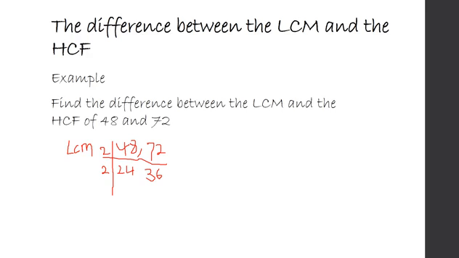2 in 24, I have 12. 2 in 36, I have 18. 2 can still go again. 2 in 12, I have 6. 2 in 18, I have 9. So you keep doing it until it is no more. 2 can still go. You can still have 2 here. 2 in 6, I have 3. 2 will go in 9 and it will have a remainder. You drop it.